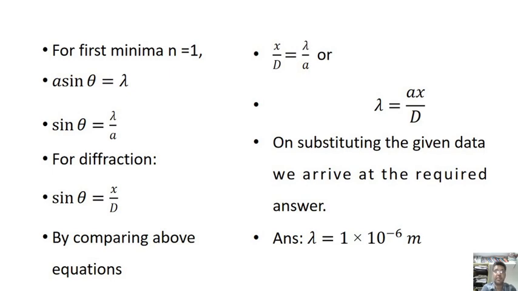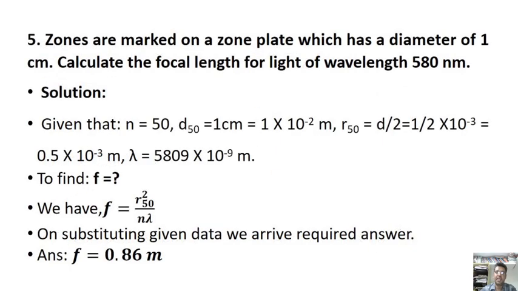In the resolving power of microscope, we are going to carry out using this concept. Lambda is equal to a x by D. On substituting the given data, we arrive at the required answer. Lambda is equal to 1 × 10⁻⁶ meters. This is the wavelength. Next, here we come to the fifth problem.